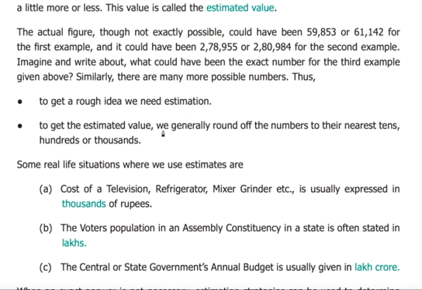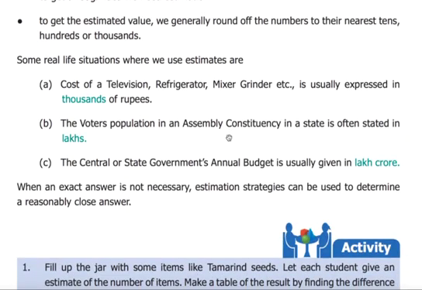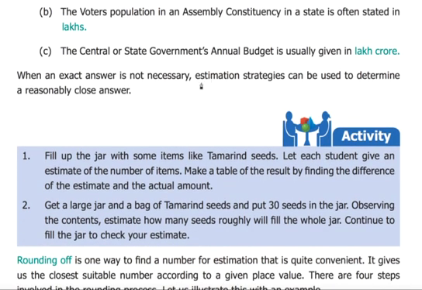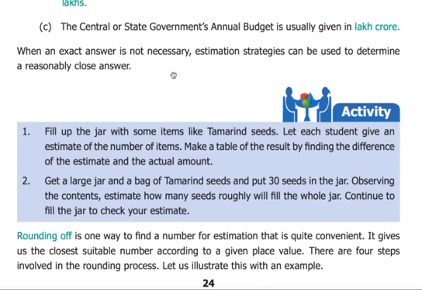To get the estimated value, we generally round off the numbers to their nearest tens, hundreds, or thousands. Some real life situations where we use estimates are the cost of a television, refrigerator, or mixer grinder, usually expressed in thousands of rupees. The population of an assembly constituency in a state is often stated in lakhs. The central or state government's annual budget is usually given in lakh crores. When an exact answer is not necessary, estimation strategies can be used to determine a reasonably close answer.